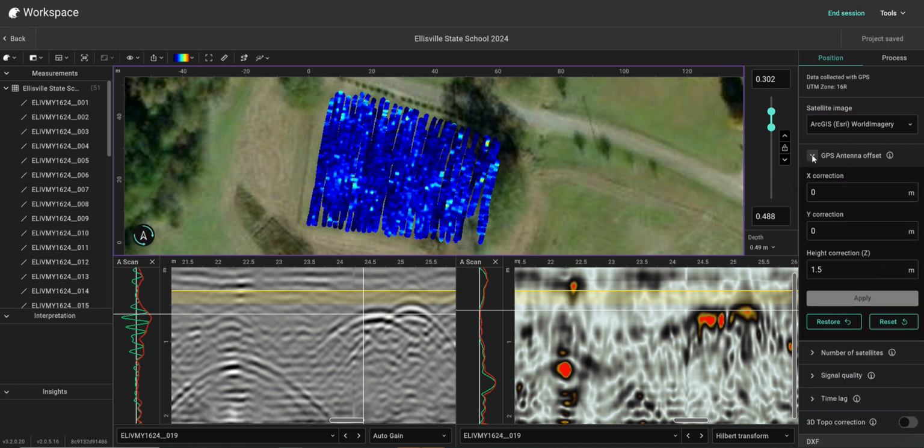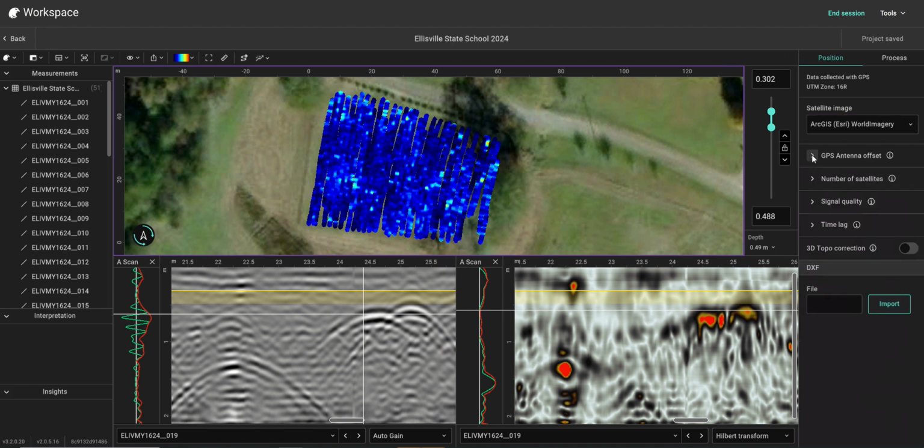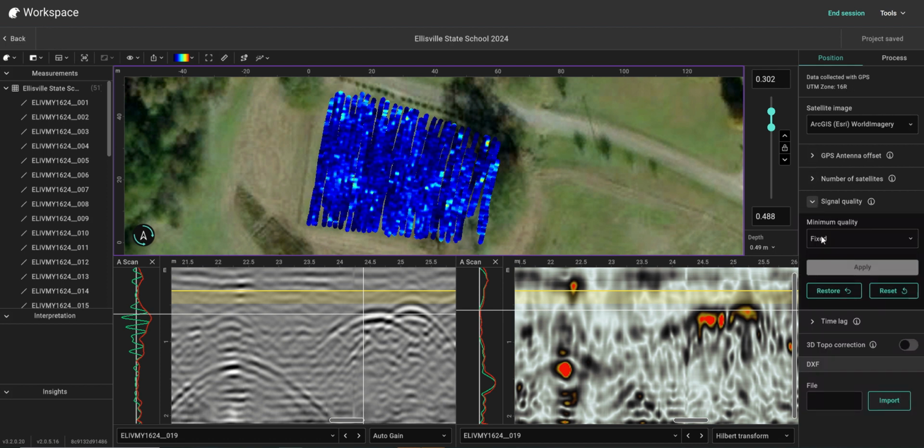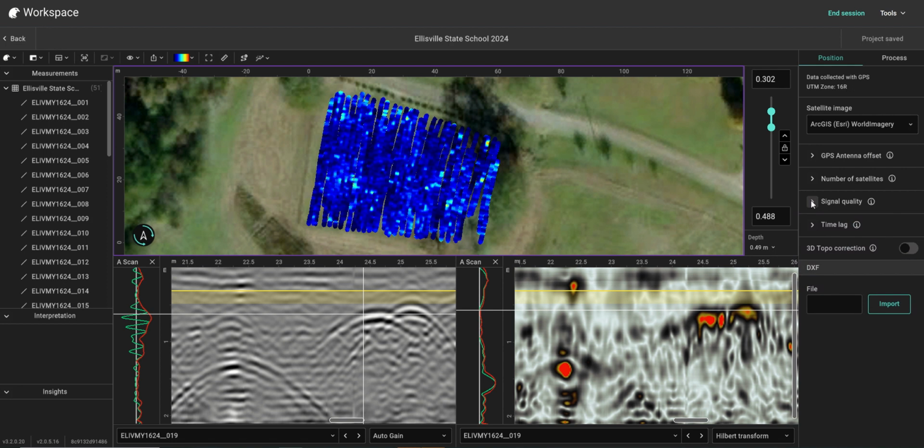I was able to offset the antenna that I had, which is about 1.5 meters off the ground. We also only recorded if we had fixed signal, which means that we're having the high quality signal coming in. And then I can also do a 3D topo correction here, which accounts for the undulation of the topography that goes up and down. But I wasn't really concerned about that for this type of scan. So really we're just looking at depth underneath the surface.